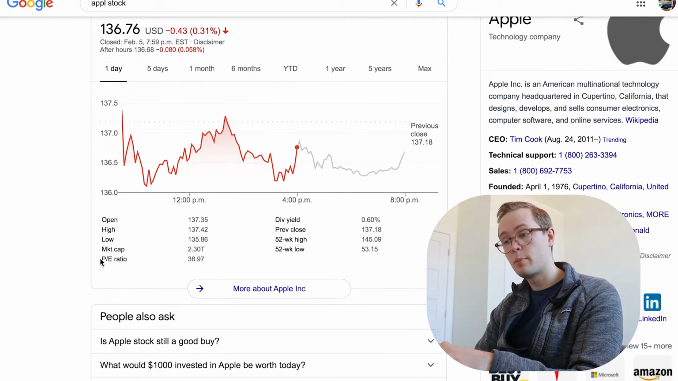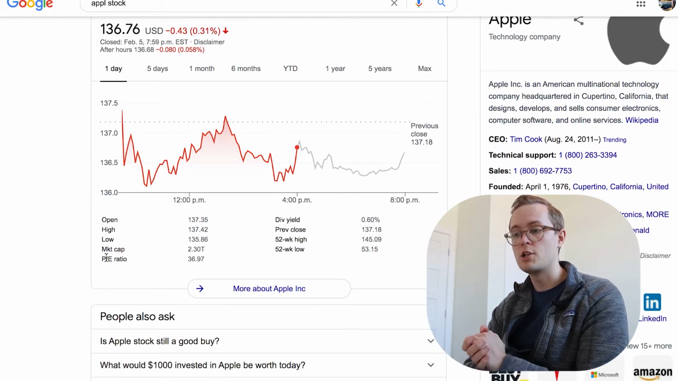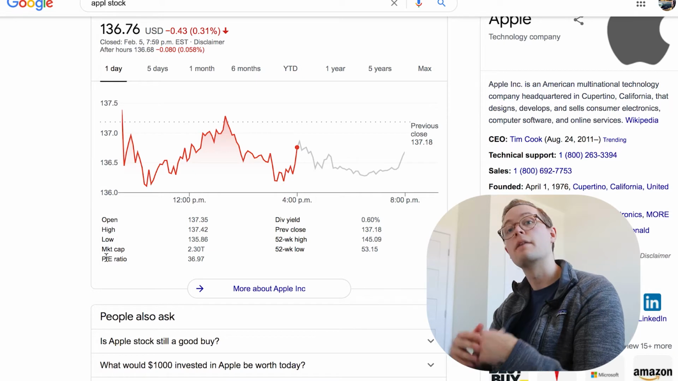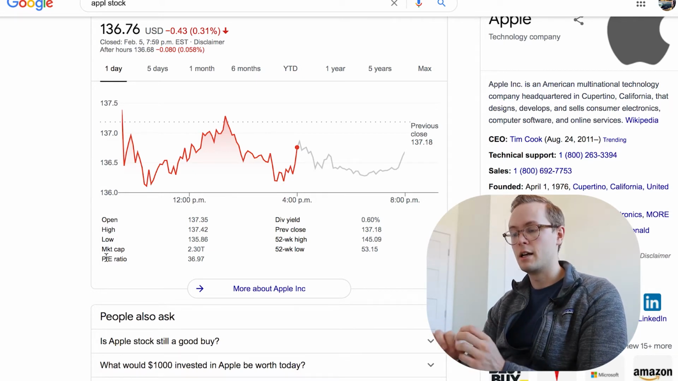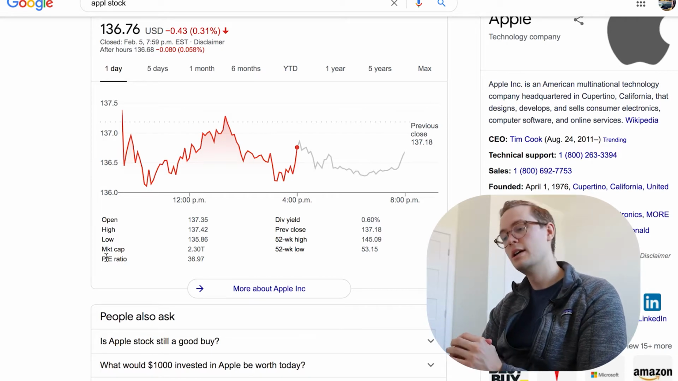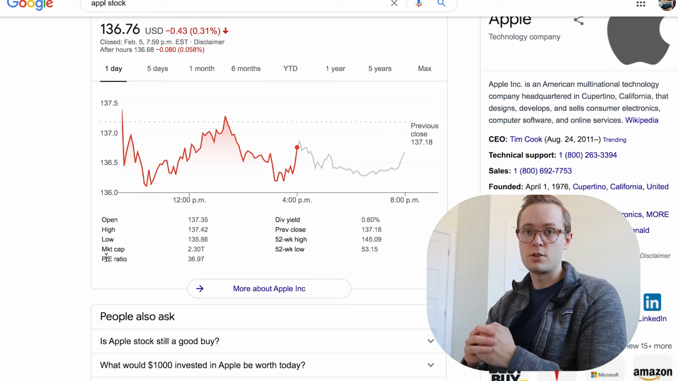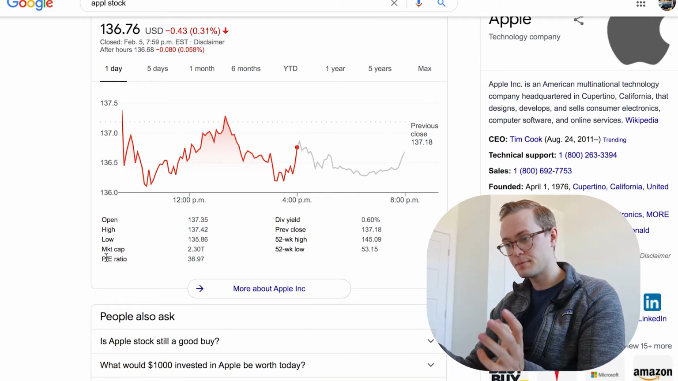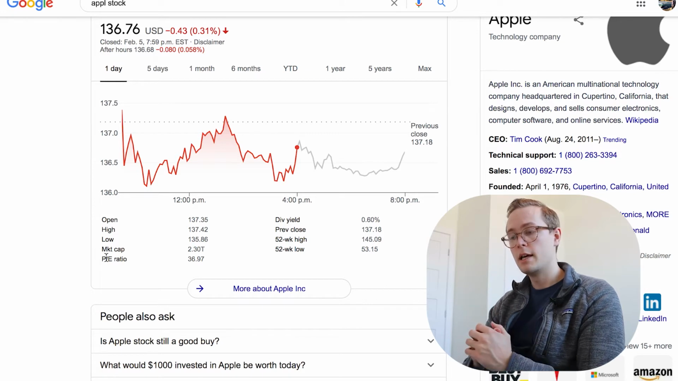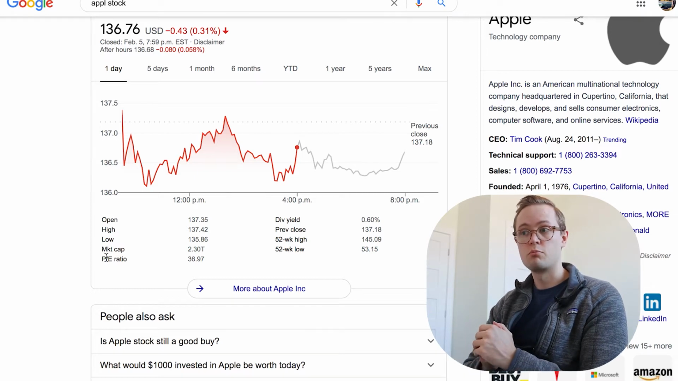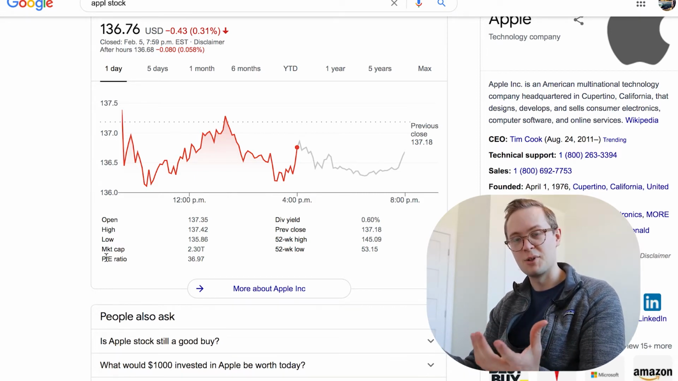Cool. So let's look at P/E ratio next. P/E ratio is essentially the price divided by the earnings per share. So the price per share divided by the earnings per share. A high P/E ratio, difficult to say, but a high P/E ratio would tell you that the stock is either overvalued or that investors think the stock is going to go up in the near future. A low P/E ratio would mean that the stock is either undervalued or that people don't think it's going to go very well in the near future.